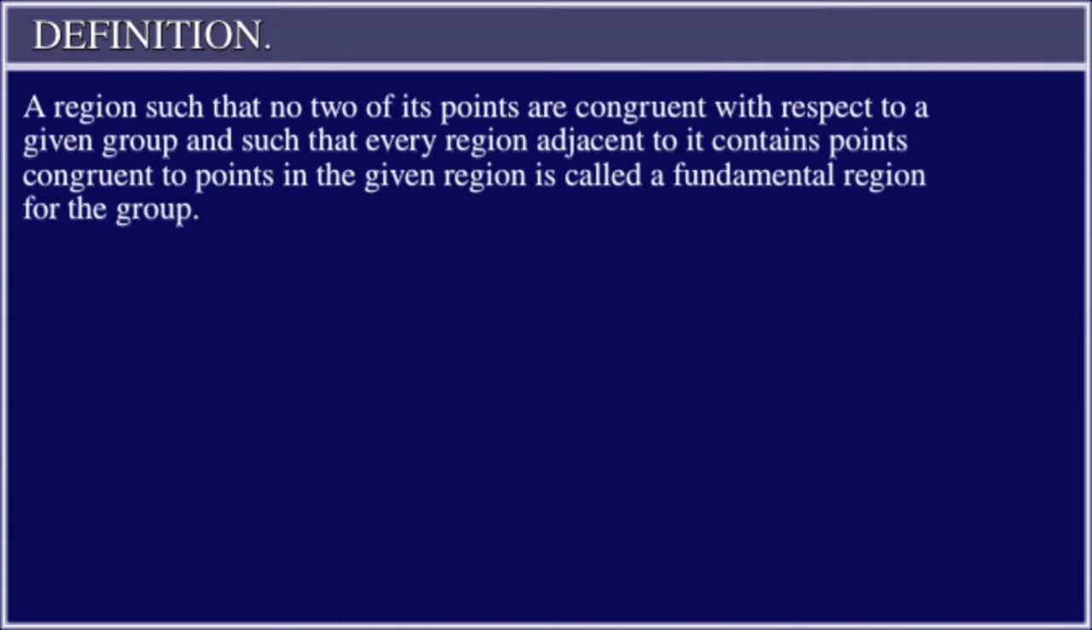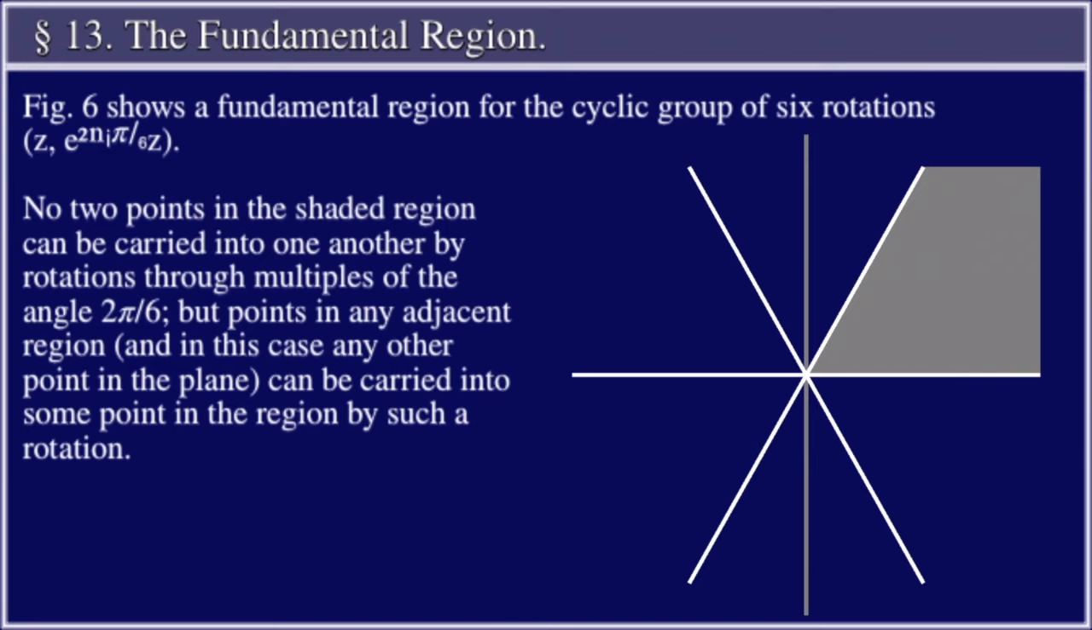Definition: a region such that no 2 of its points are congruent with respect to a given group, such that every region adjacent to it contains points congruent to points in the given region, is called a fundamental region for the group. Figure 6 shows a fundamental region for the cyclic group of 6 rotations, z, e to the 2 pi i divided by 6 times z.